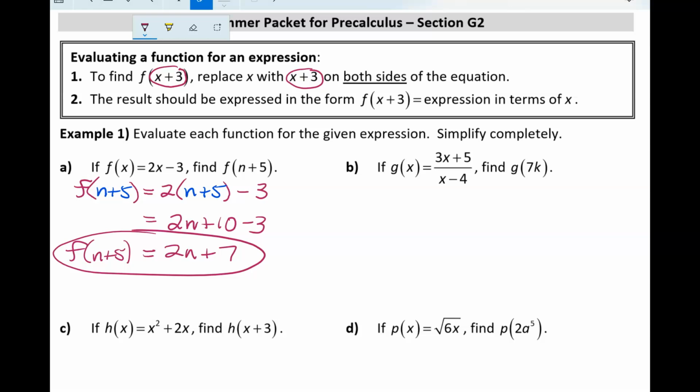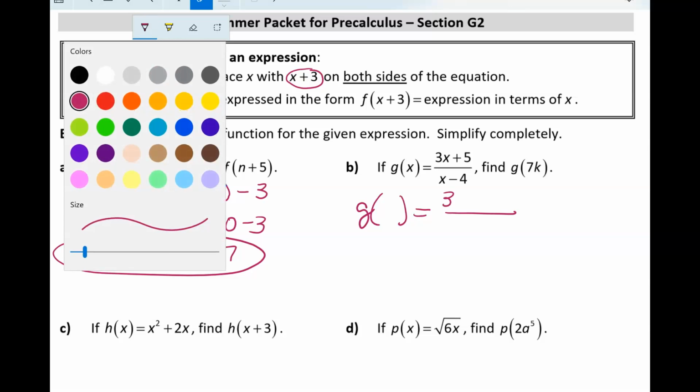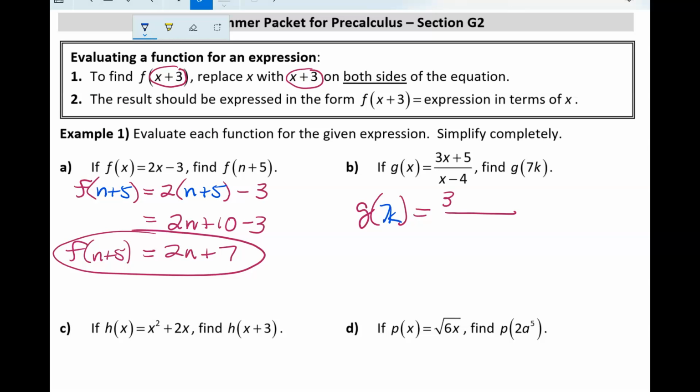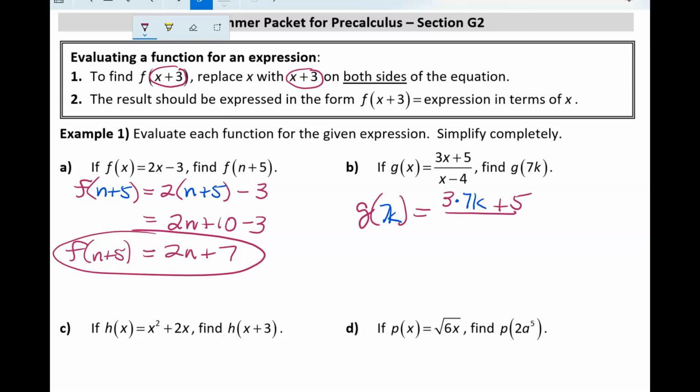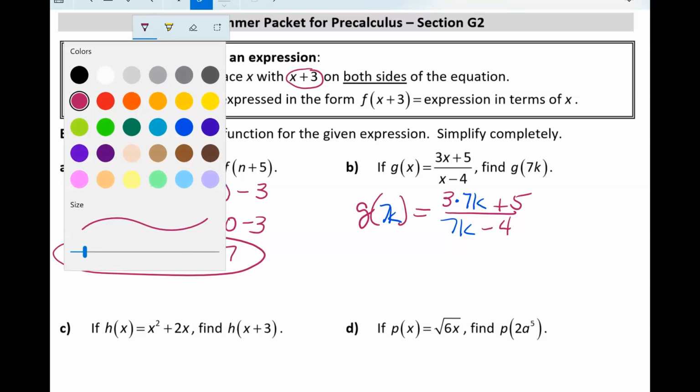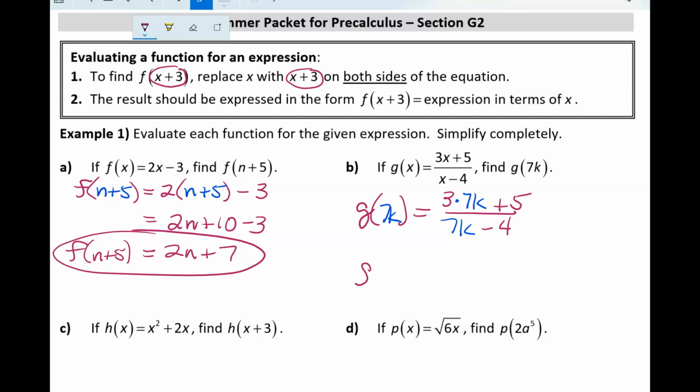In B, we have g of x equals 3x plus 5 over x minus 4. So if I want to find the value of g of 7k, I'm simply going to replace the x on both sides of the equation with 7k. Color coding it can help. Now we just need to simplify the right side of the equation. So g of 7k is equal to 21k plus 5 over 7k minus 4, and we're done.